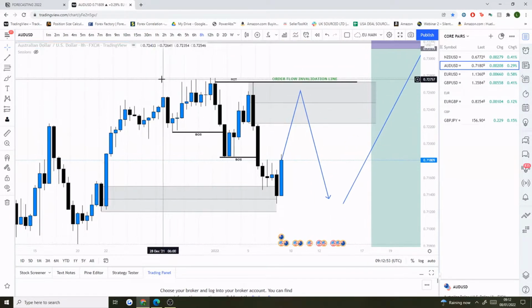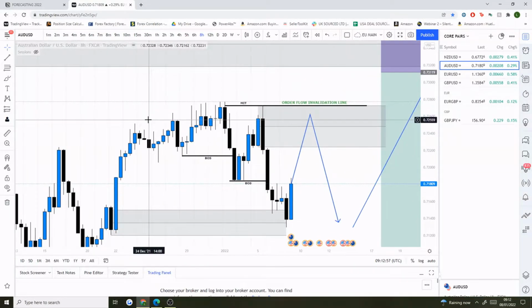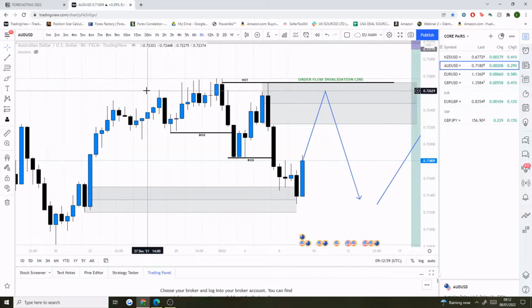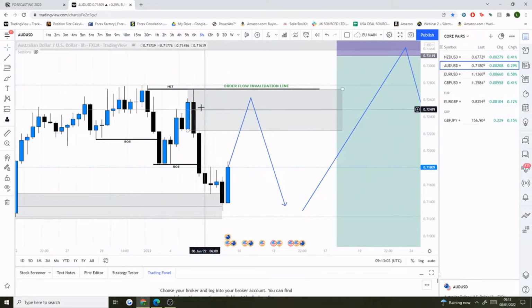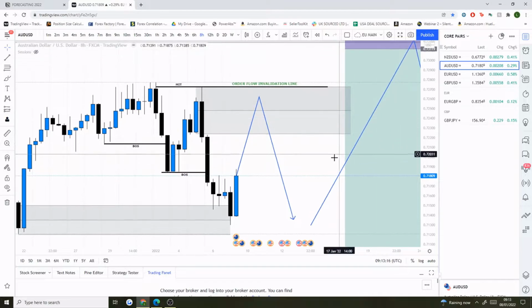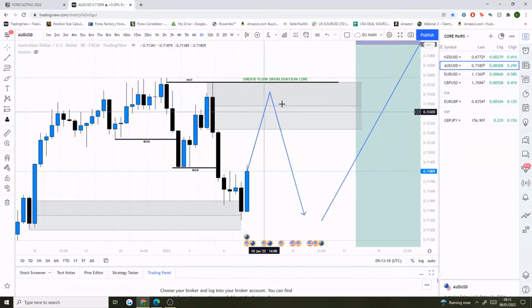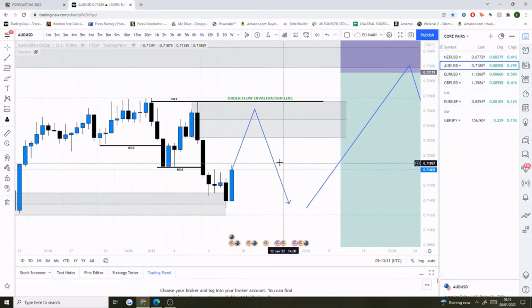So looking at what's happened recently within this whole corrective structure here, we've had a break of structure to the low on the 8 hour, and then we've had a mitigation up here, and then we've had another break of structure to the low on the 8 hour. Now, since we've got that mitigation there, that gives us a valid order flow invalidation line, which adds a significant amount of confluence to this point of interest here.